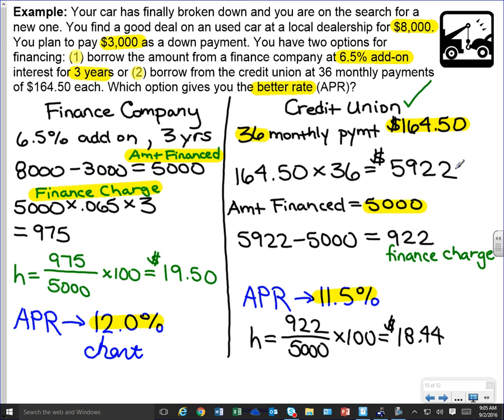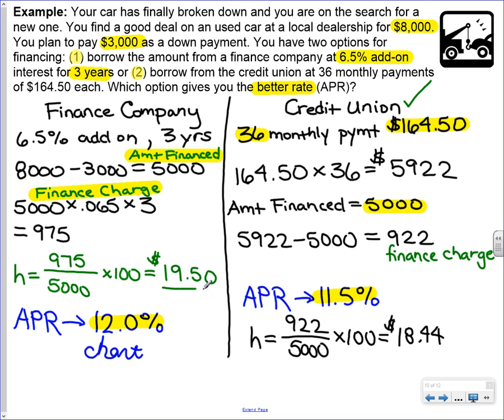On these, we went ahead and calculated the APR for both of them, but there are other ways to figure out which is the best deal. One is, if you're calculating H, you want H to be as small as possible, because that tells you the charge you're paying per $100 that you borrowed. Here I pay 18.44 per $100, and here I pay 19.50 per $100. So I already know that this is going to be a better deal.